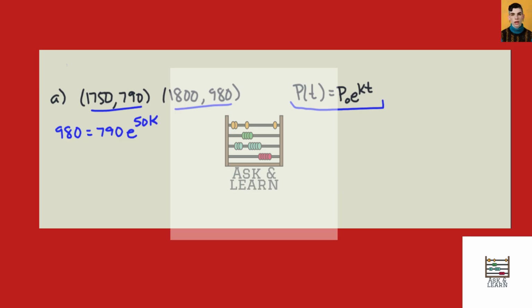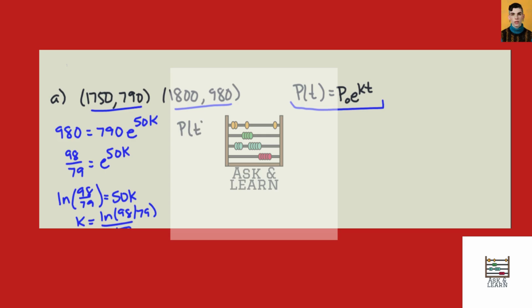So first we divide both sides by 790, and it's going to reduce to 98/79. And then we're going to take the natural log of both sides, and then we're going to divide by 50. So we get k is the natural log of 98/79 over 50. So we can substitute that into our model along with the initial population of 790. And for our model, we have P of t equals 790 e to the power natural log 98/79 over 50 times t.